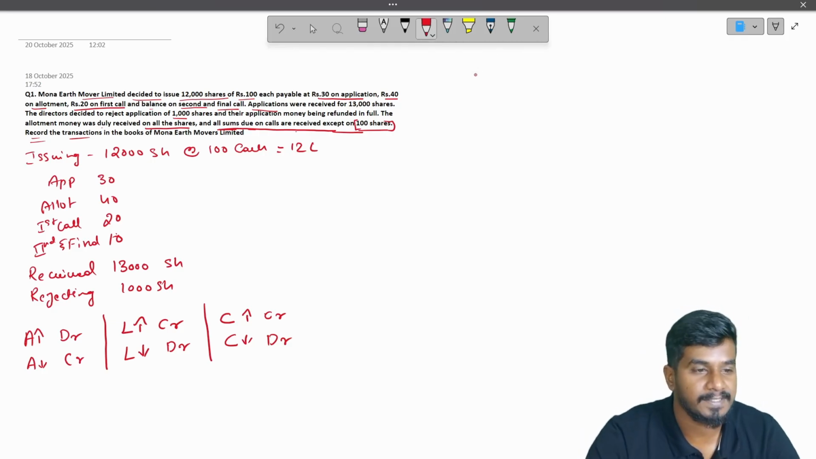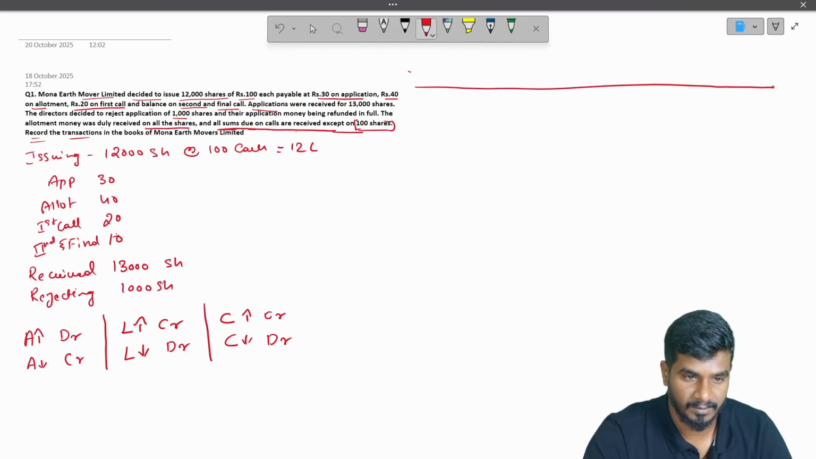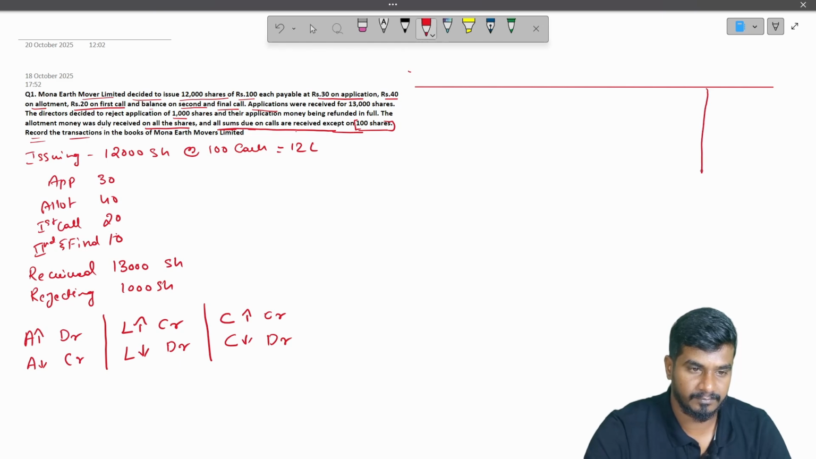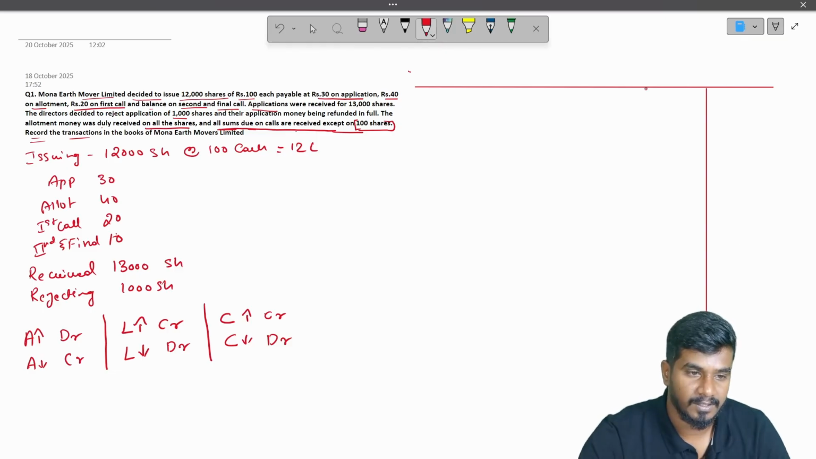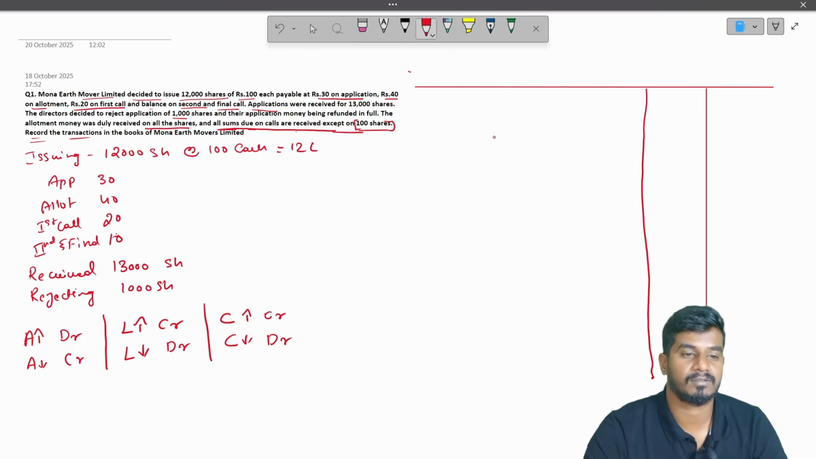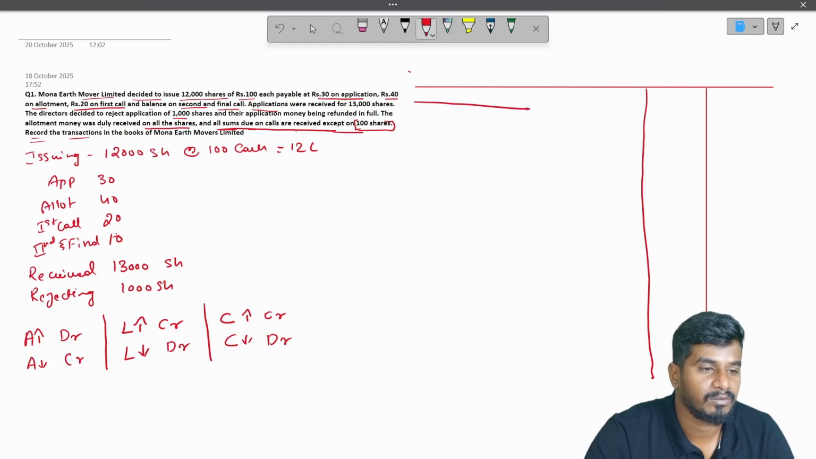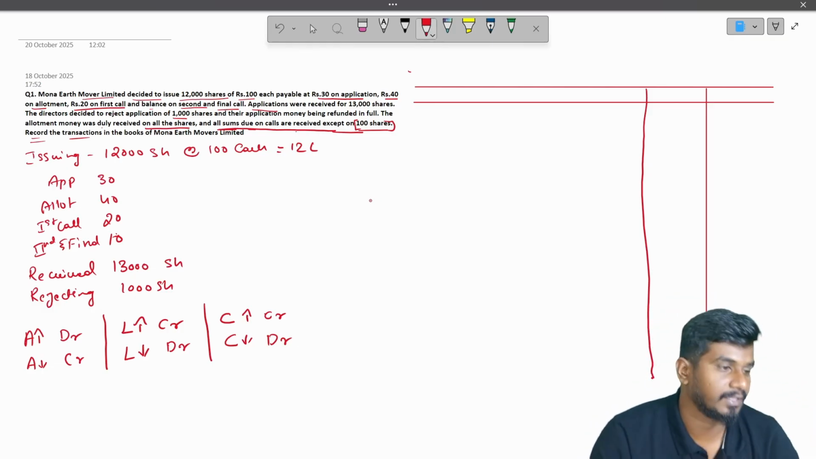So let us start with the journal entries. I will make the columns. It should get straight. No, it's not getting straight, but that's okay, no issues. So we'll pass the journal entry.